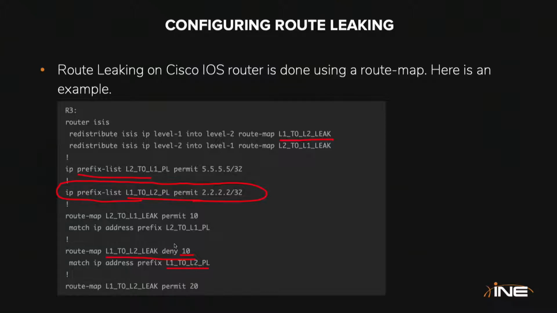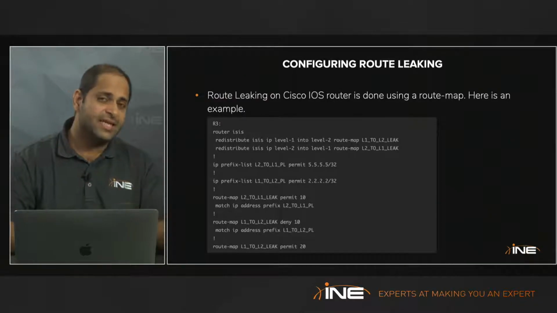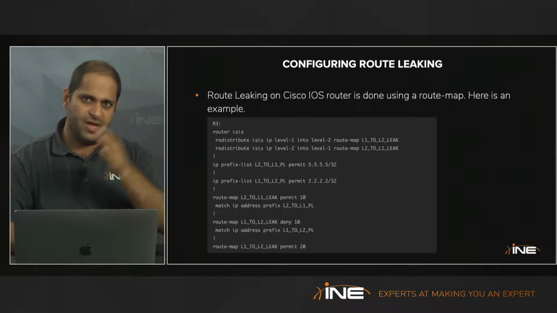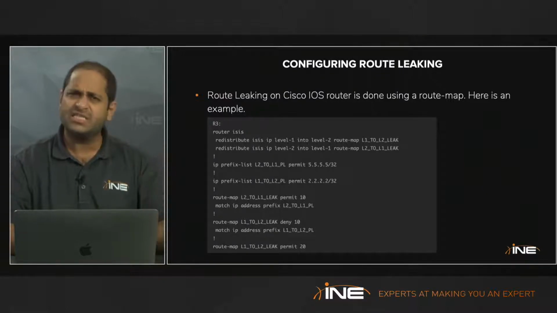So I can even define which route should I leak and which route should I not leak. Or I could just create an access list or a prefix list which says match this network 5.5.5.5, call that in a route map which is L2 to L1 leak and say permit, which basically means that only that specific prefix should be leaked. So these are two separate examples. In one example, I was leaking just one route from level 2 to level 1, which was 5.5.5.5. And in the second example, I was leaking from level 1 to level 2 all the routes except 2.2.2.2. So let's in fact try this out.